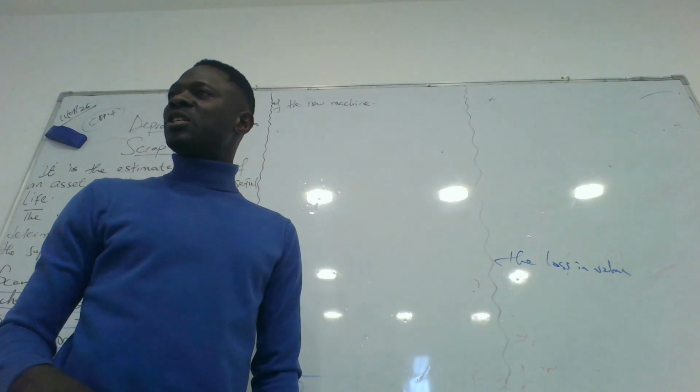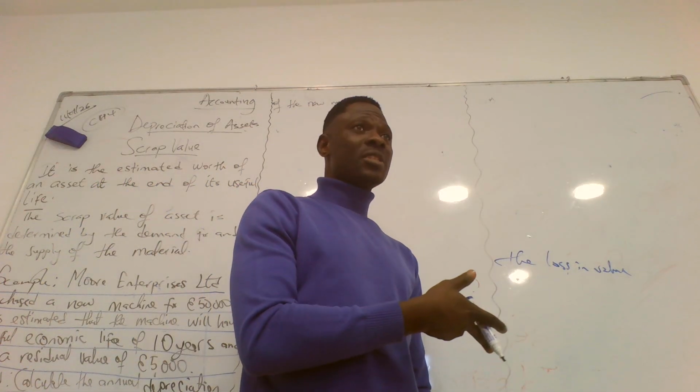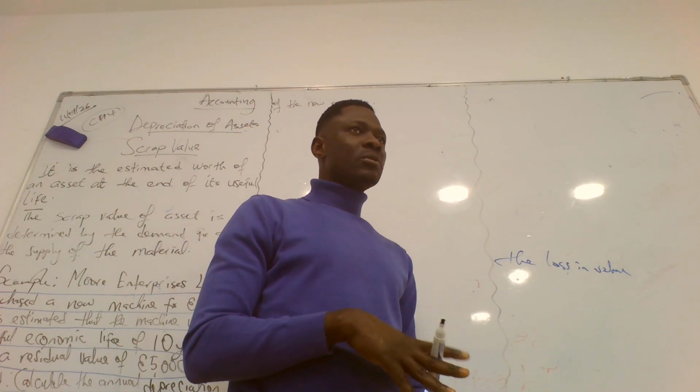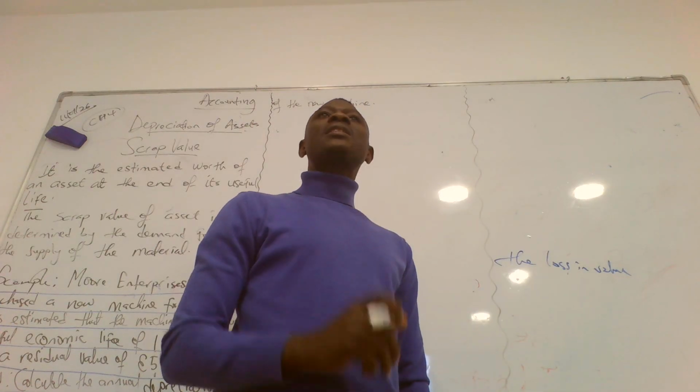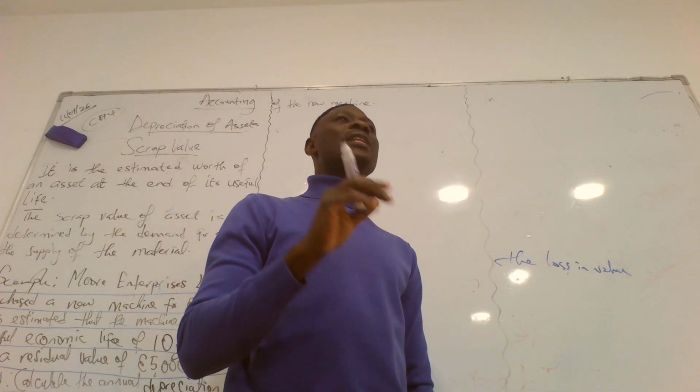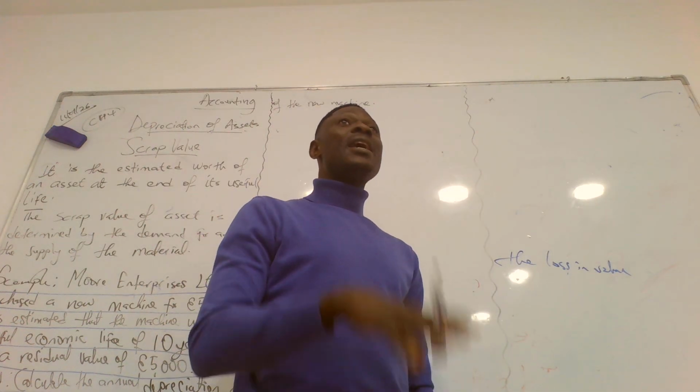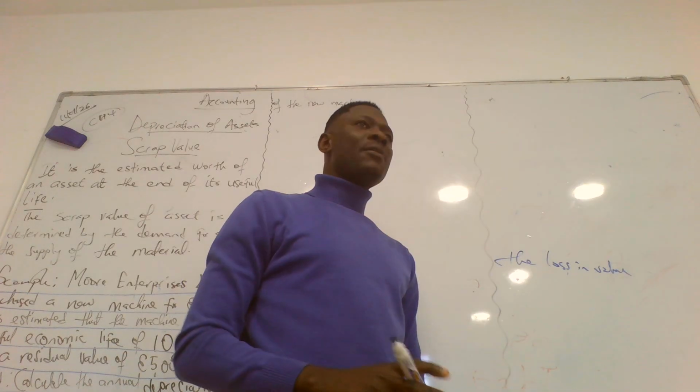And to calculate depreciation, we have the straight line method, which we did in the previous class, or the reducing balance method. But today we want to calculate the scrap value. What is the scrap value of an asset? The scrap value of an asset is the worth of that asset at the end of its economic life.